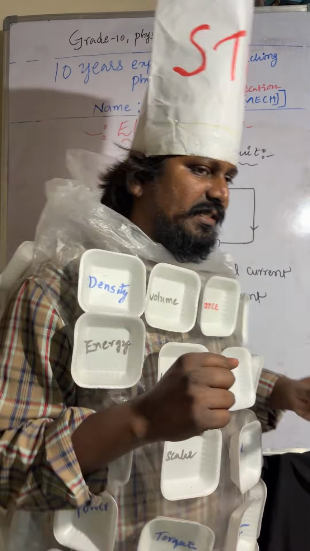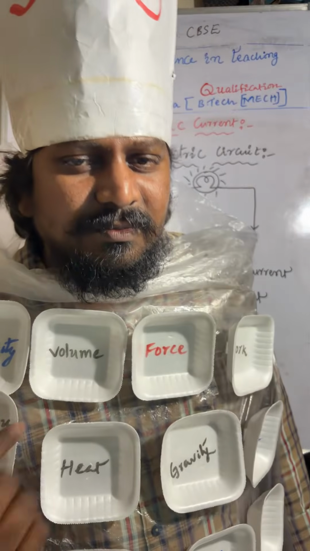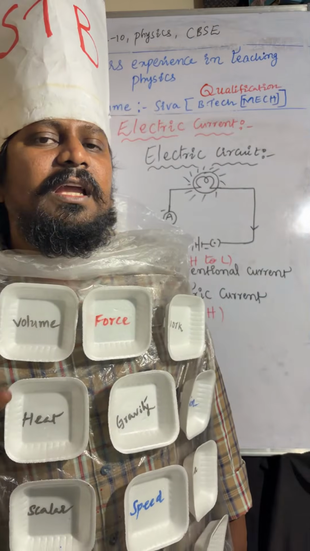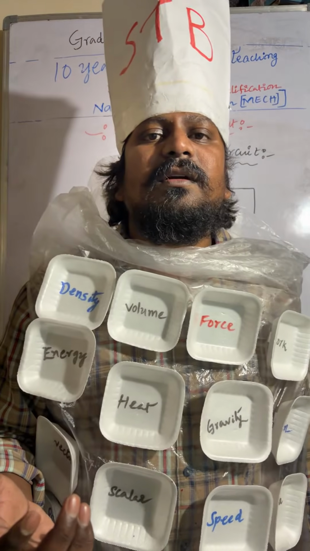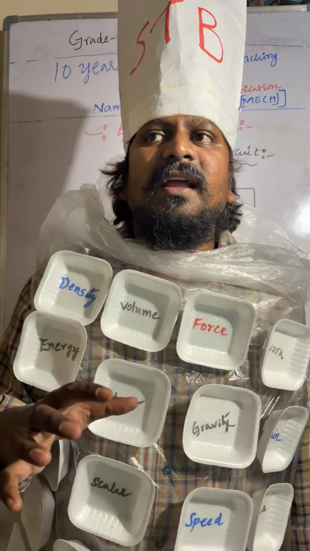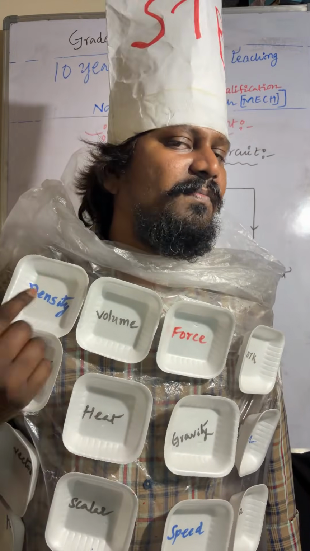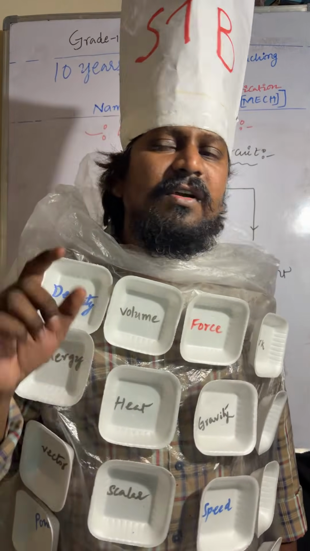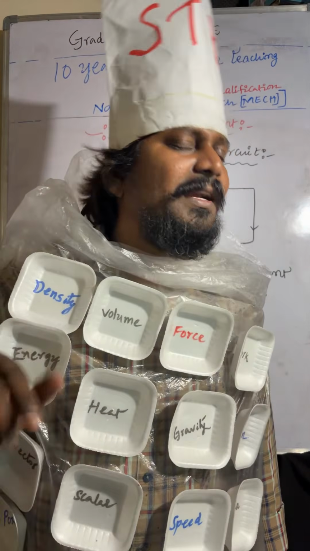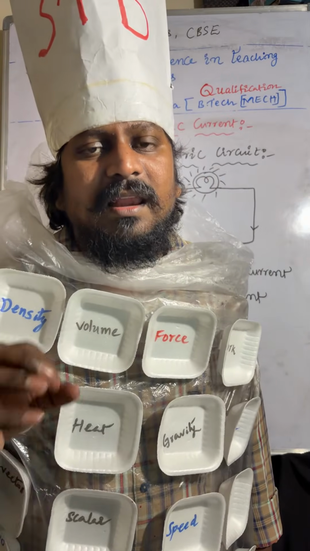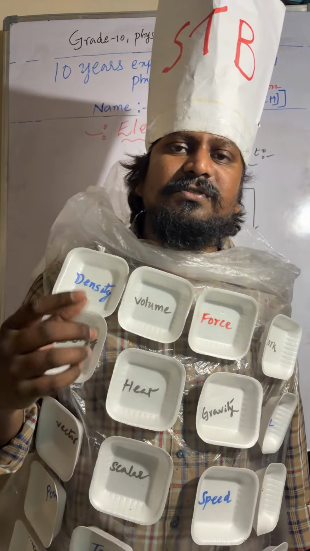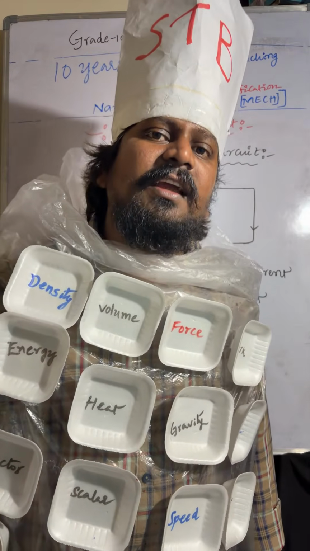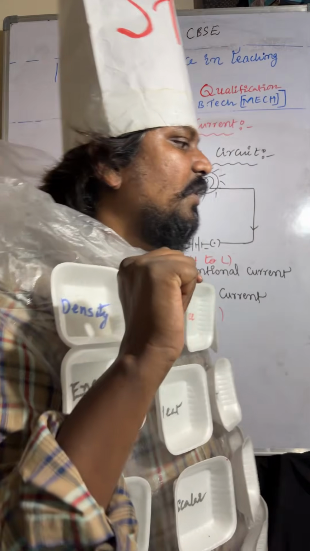Here is one question: in which direction will the electrons move? The answer is that electrons always move from the negative terminal to the positive terminal. Electrons do not move from high potential to low potential, that is, from positive to negative. In the circuit, when you connect the battery, electrons move from the negative terminal to the positive terminal.